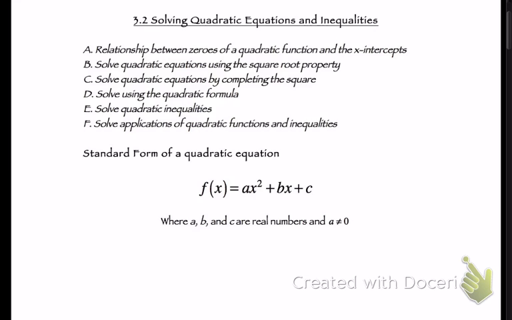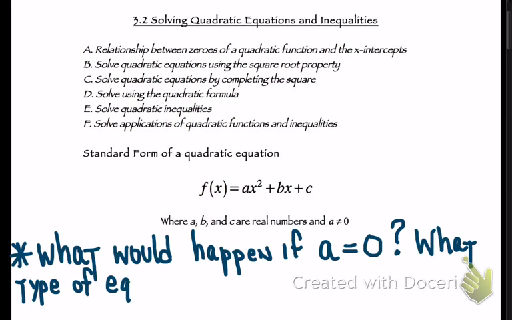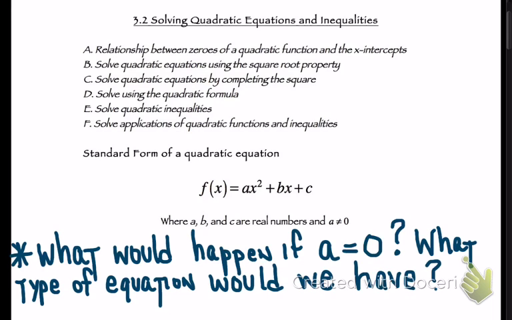I'm going to give you a bonus opportunity right now. Can you answer this question, or these questions? My bonus opportunity to you would be, what would happen if a is 0? What type of equation would we have then? Okay, so think about that. Bonus opportunity if you get this right. So let's keep going.